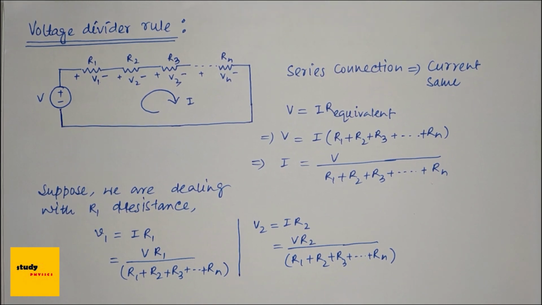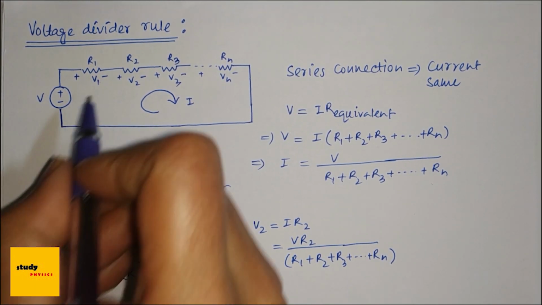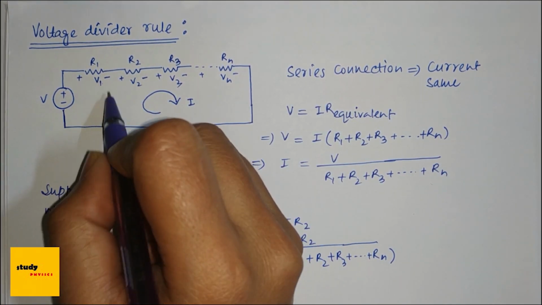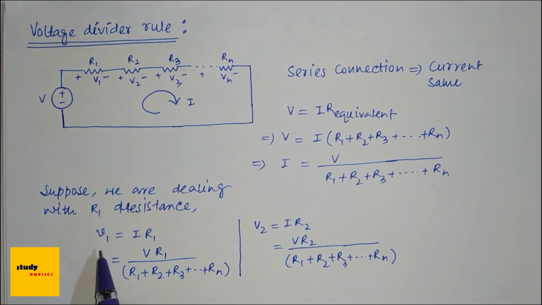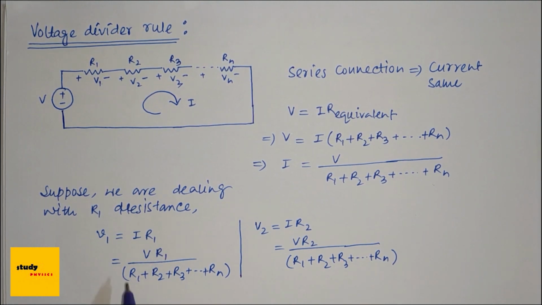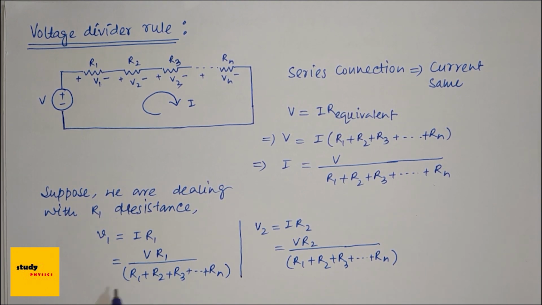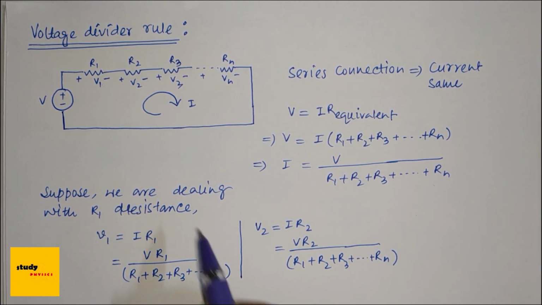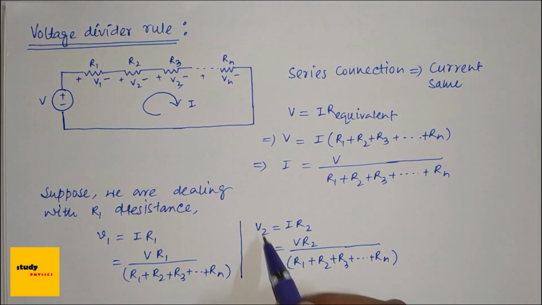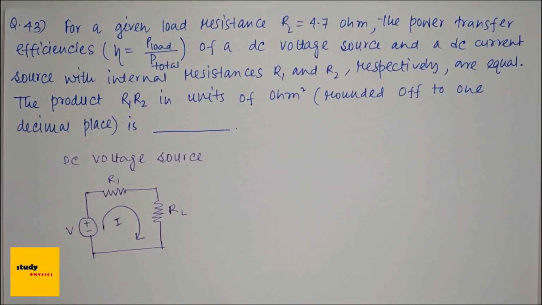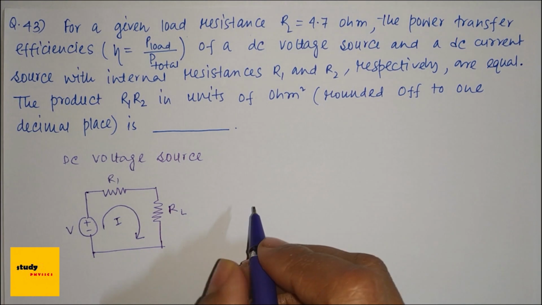Now suppose we are dealing with resistance R1. The voltage is V1, so we have to evaluate V1. V1 is IR1, so V1 is V R1 divided by R equivalent. And just like V1, V2 is IR2, which is V R2 divided by R equivalent. Just like this we will find our voltages.